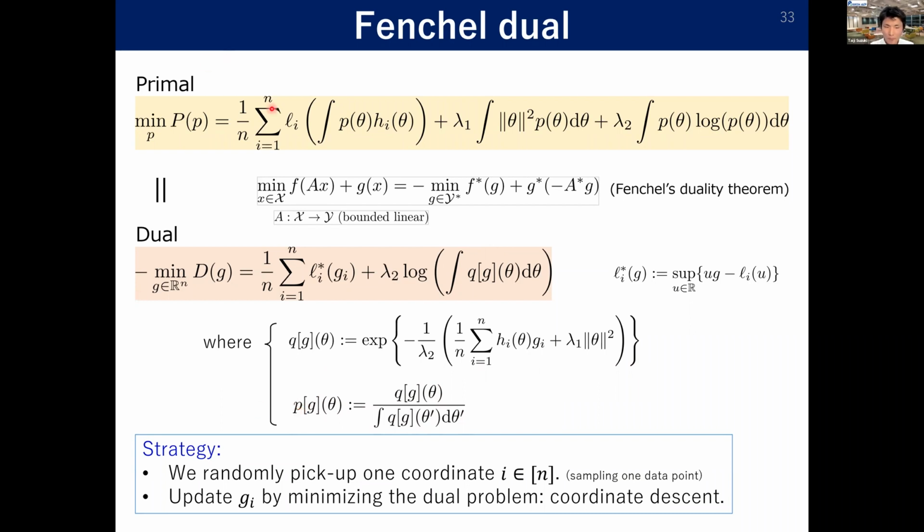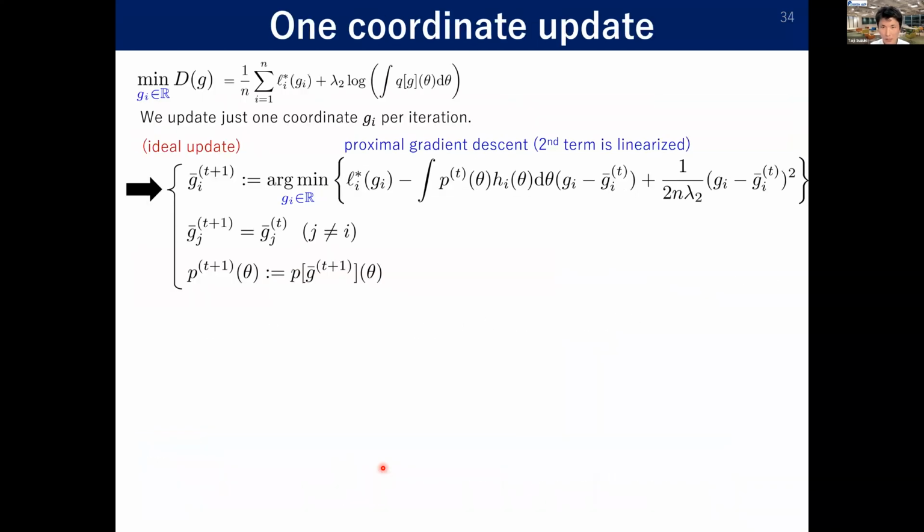So our strategy is like this. We randomly pick one coordinate i at each iteration and then optimize that coordinate. Each coordinate corresponds to one data point; the i-th coordinate corresponds to the i-th observation. So at each iteration, we pick one data point from the n training data, and then we update the coordinate corresponding to that data point. That is our main strategy.